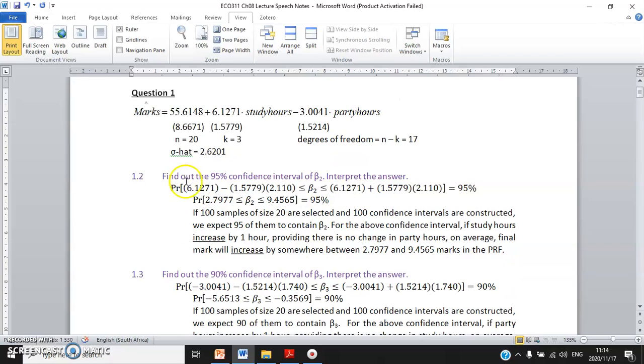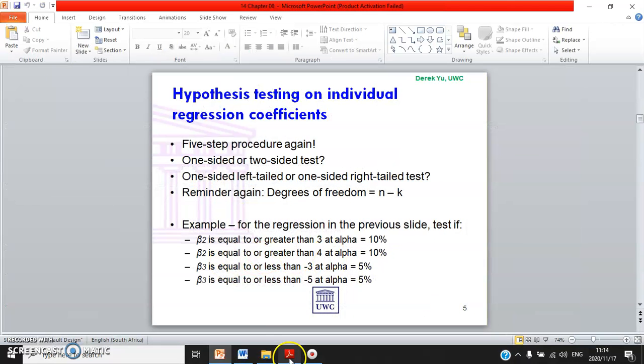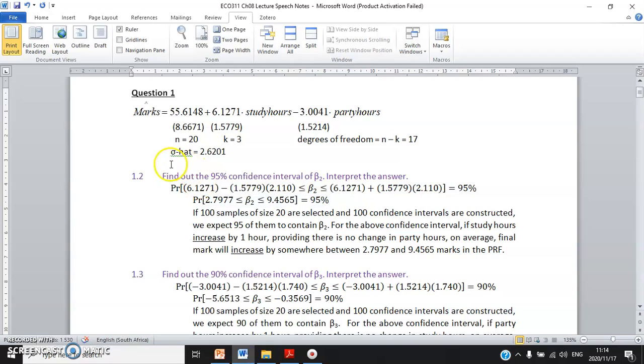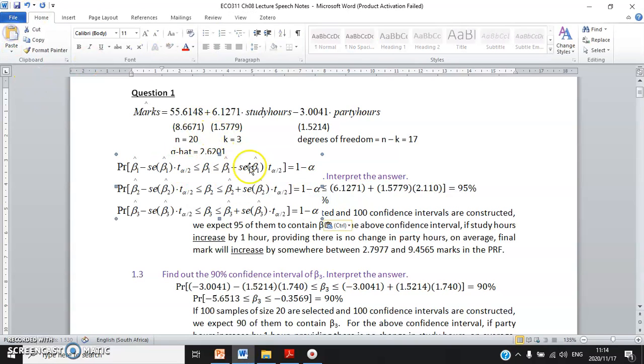So question 1.2, derive the 95% confidence interval of the true B2, so the slope parameter in connection with study hours, and interpret the answers. So we substitute the value. Maybe I should show you the equation actually. Okay, so let me copy this.